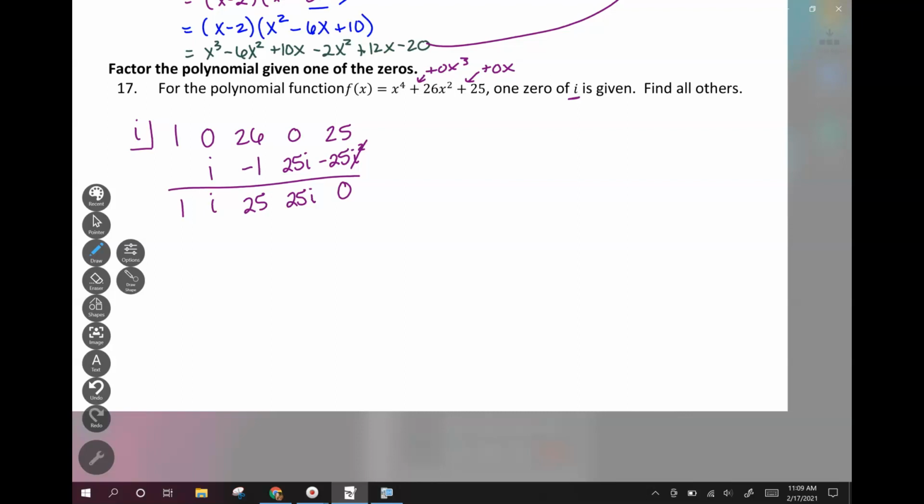Okay, so now we have these as our new coefficients. Now I'm not going to write those out because obviously that is yucky, and we still couldn't factor that. So what we want to do, actually you could factor that. Let's see, we'll play around with it. So you could continue this and do -i as one of our other zeros, right? And you could do -i here and use 1, i, 25, and 25i as your new coefficients. So we'll do that first.